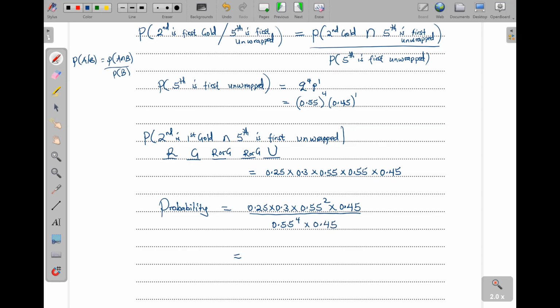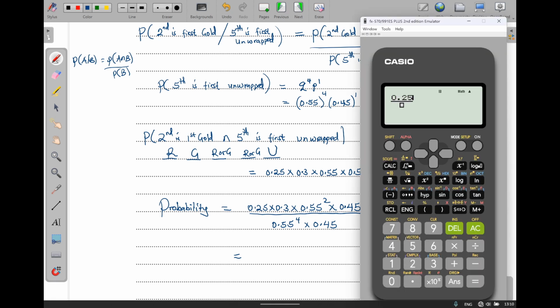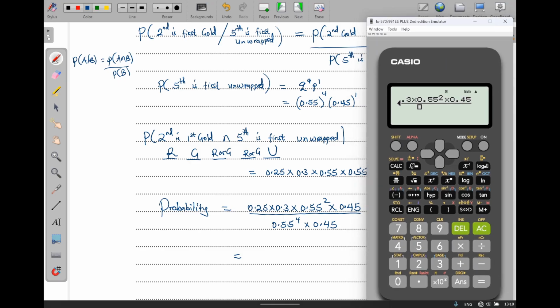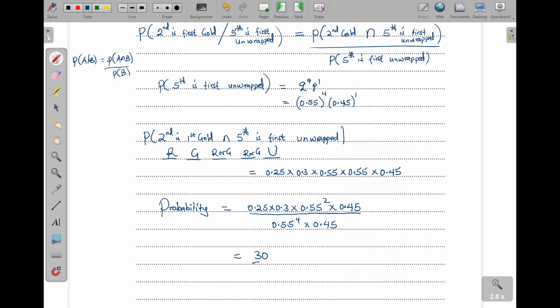Now we put it in the calculator and get the final answer. So I have 0.25 times 0.3 times 0.55 squared, then times 0.45. Then down here we have 0.55 to the power 4 and then times 0.45. So that is 30 out of 121. I can just write the answer as 30 out of 121 as a fraction.